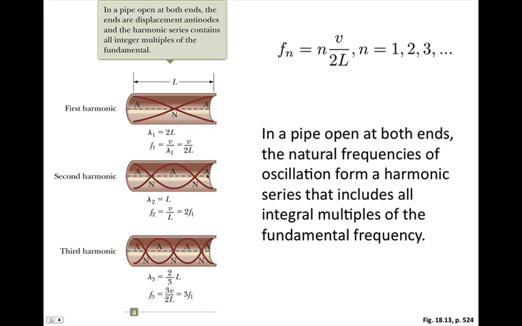The second harmonic occurs when the length of the pipe is equal to 1 wavelength, and so we have 2 times that fundamental frequency. And the third harmonic occurs when we have 3 half wavelengths in the pipe, and so the frequency in that case is equal to 3 times the fundamental frequency.